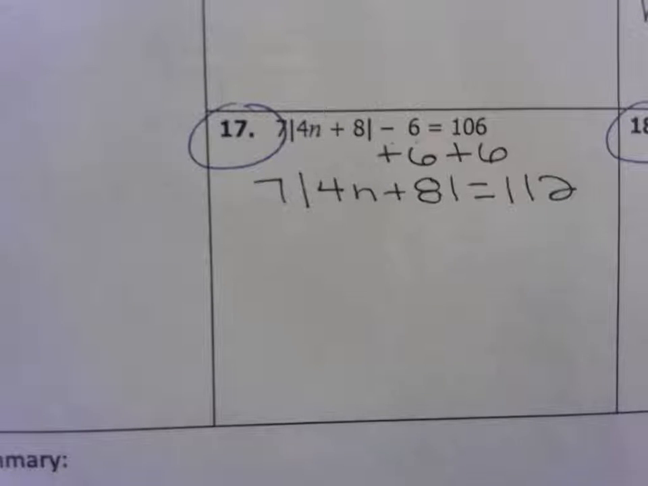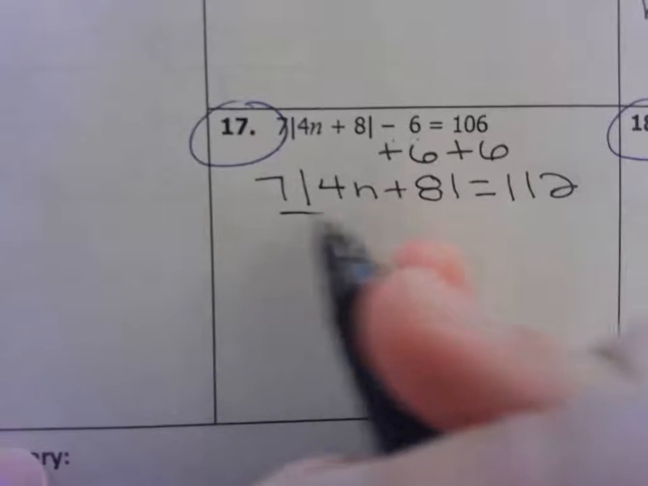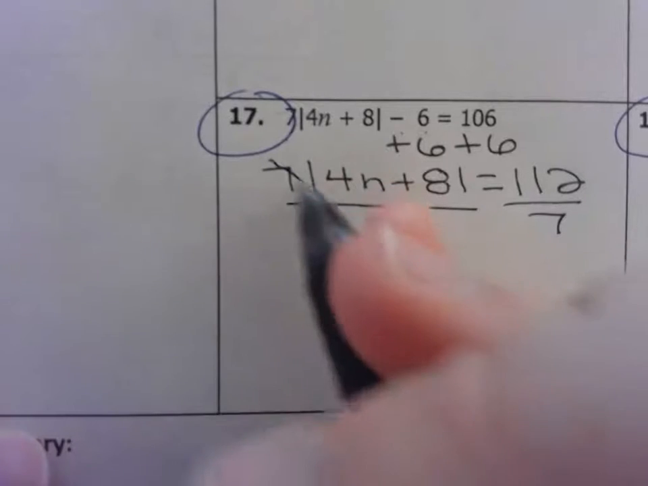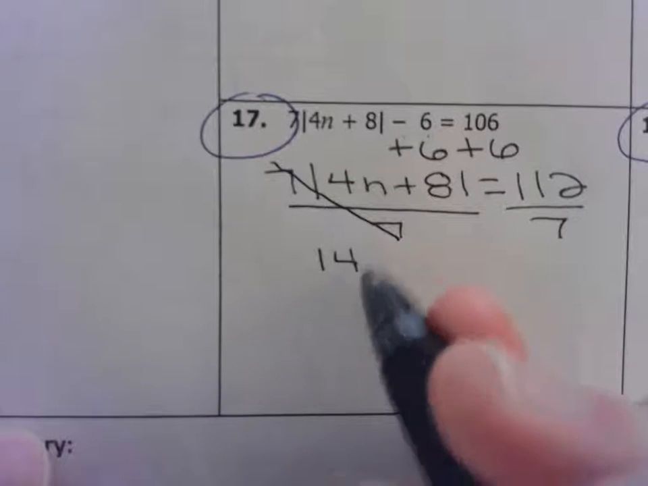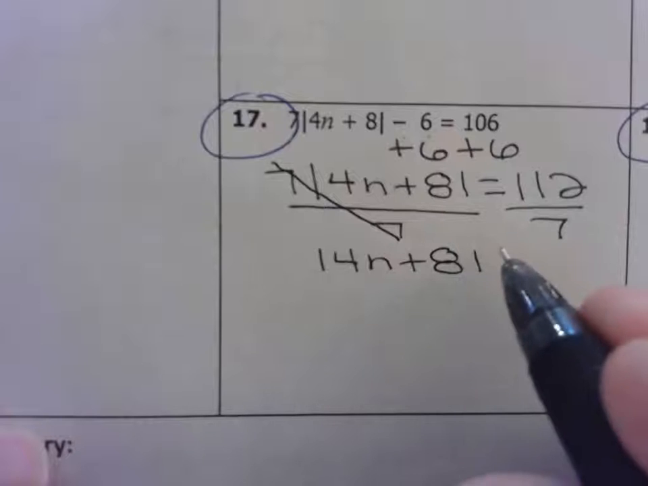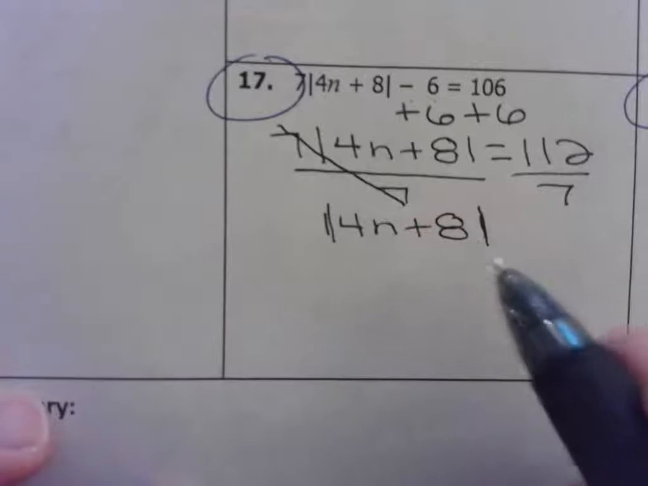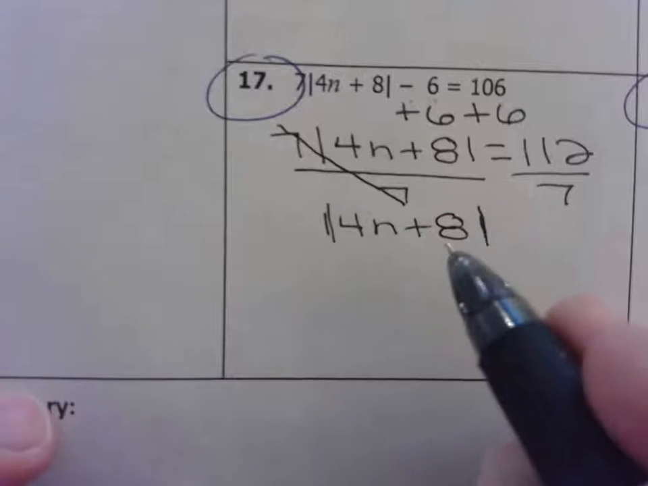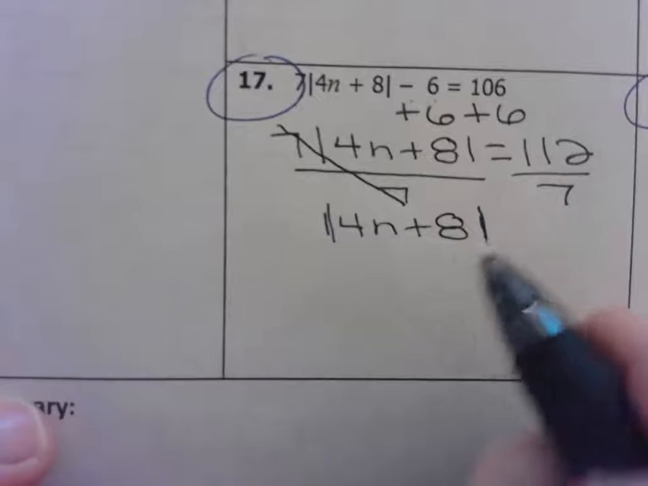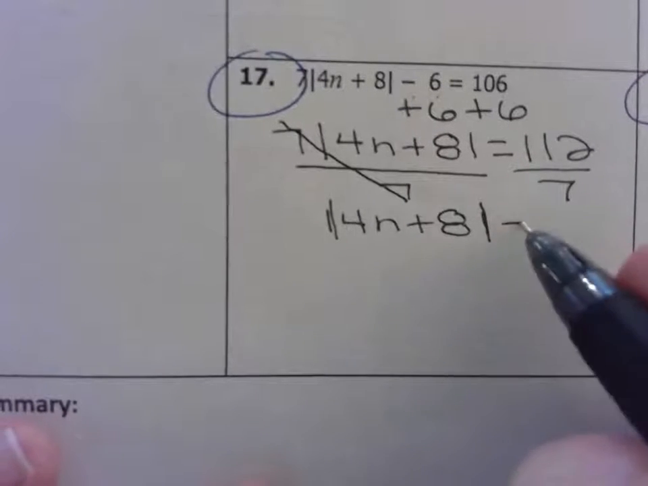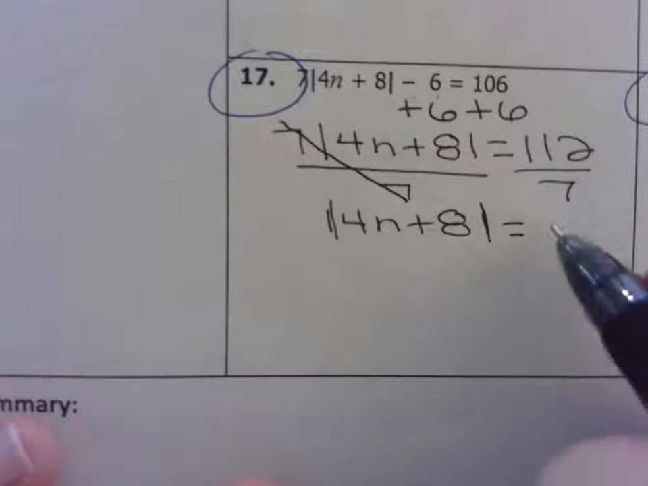Is the absolute value isolated yet? No. How do I get rid of that 7? Divide by 7. It's 7 times the absolute value, so we divide by 7. On the left, 7 cancels. I still have the absolute value because I did not split it into 2. You only drop the absolute value when you split it into 2. Also, double check your vertical bars, because I almost thought this was 81, but this is 8 with a vertical absolute value. So the absolute value of 4n plus 8 is equal to 112 divided by 7, 16.